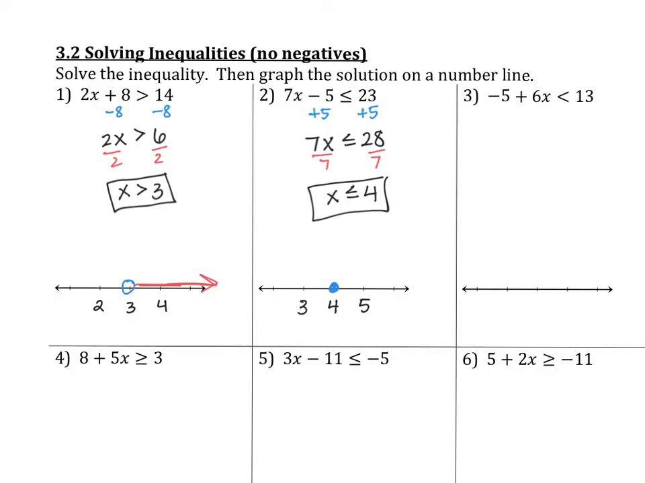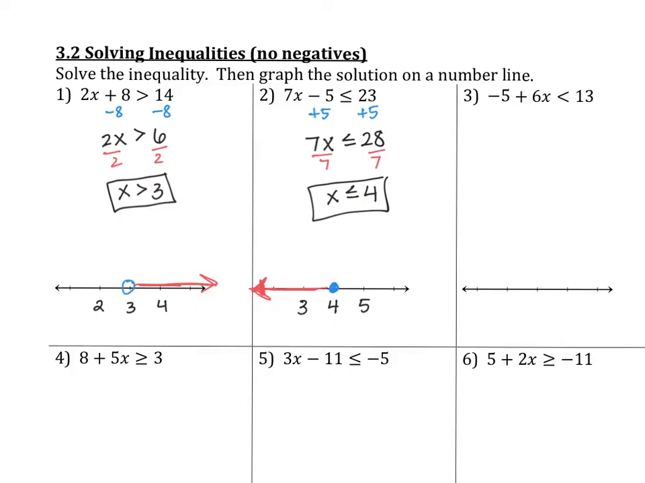Okay, it says x is less than or equal to 4. So I want to shade all the values that are less than or equal to 4. So the numbers less than 4 would be 3, 2, 1, and all the numbers to the left. So I'm going to color the arrow to show everything going to the left.